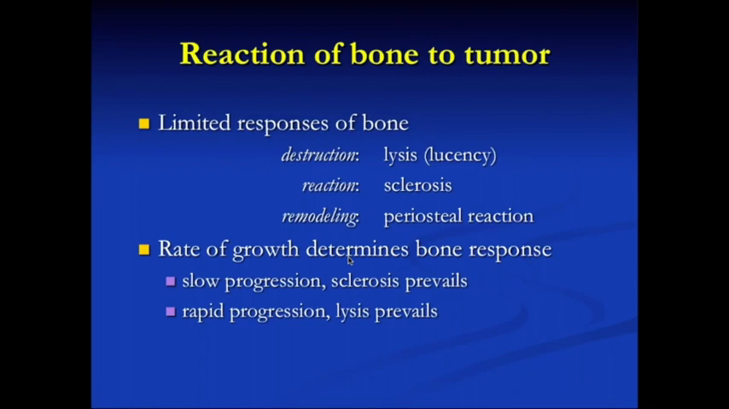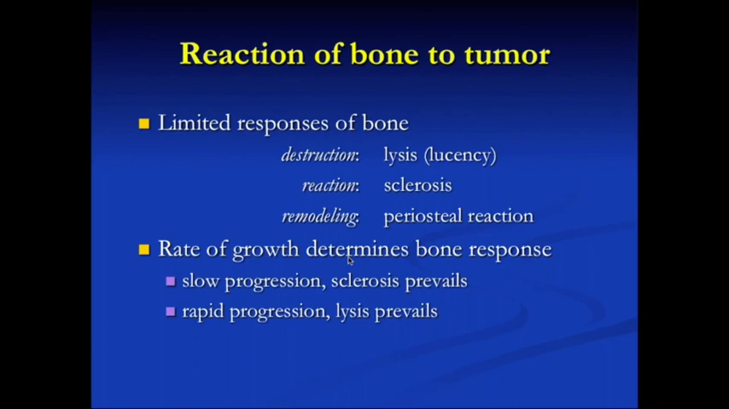Reaction of bone to tumors. This is one important thing. The main reactions are of destruction, which creates lysis, of reaction from the bone side, which creates sclerosis, and a remodeling from the bone side, which is seen as periosteal reaction.